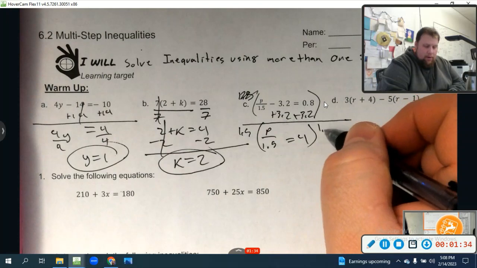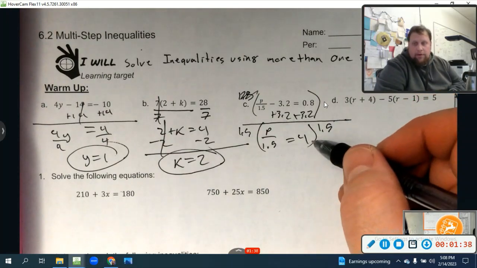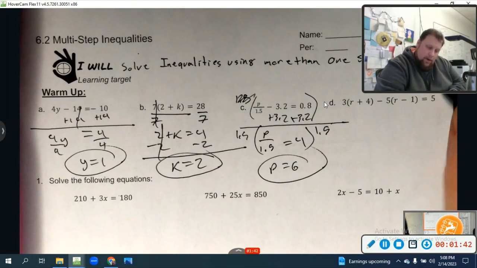Okay, 1.5. Because 1 times 4 is 4, or half of 4 is 2. Add them together, you get that p equals 6. That's easier.